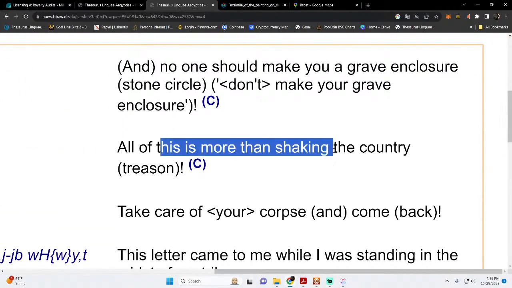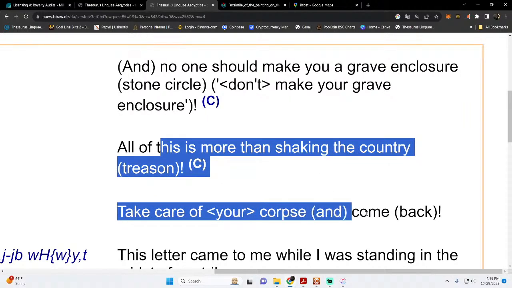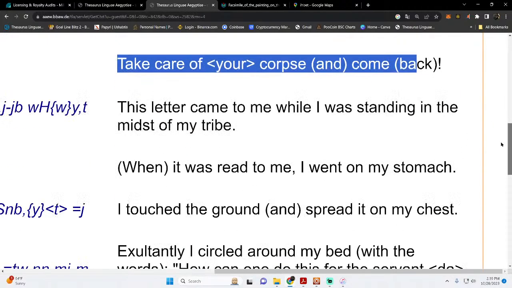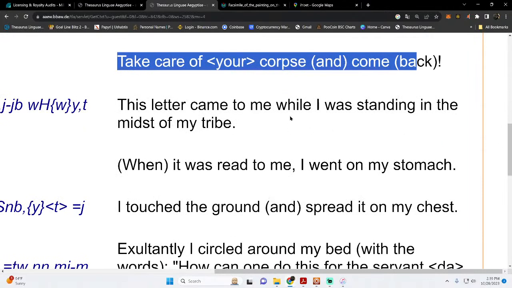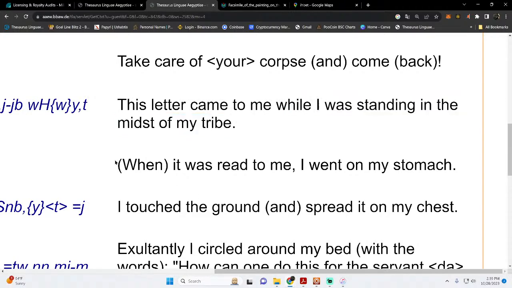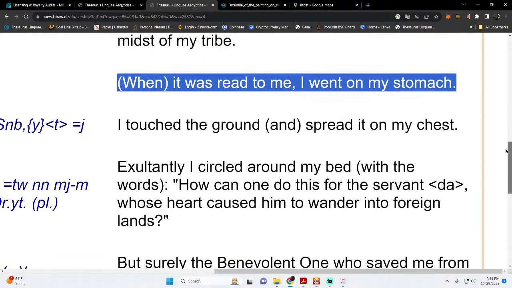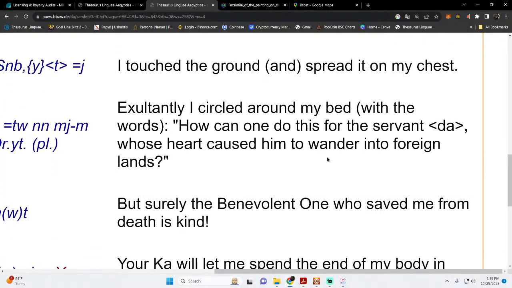All of this is more than shaking the country, treason, taking care of your corpse and come back, whatever, take care of you. And then a letter came to me while I was standing in the midst of my tribe. So he had a whole big tribe out there. When it was read to me, it went to my stomach. I touched the ground and spread it on my chest, so he was juiced.